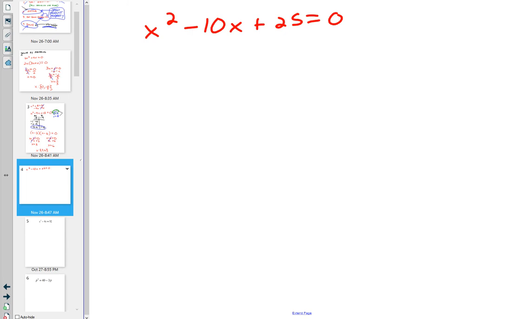Factor. Let's go to that side where all the terms are at, and let's see if that side can be factored. How many terms are on the side where everything's at? 3.